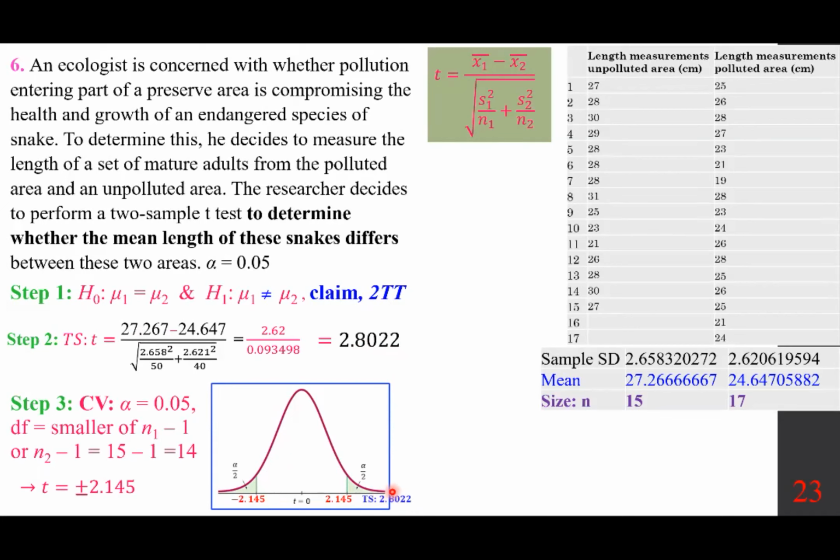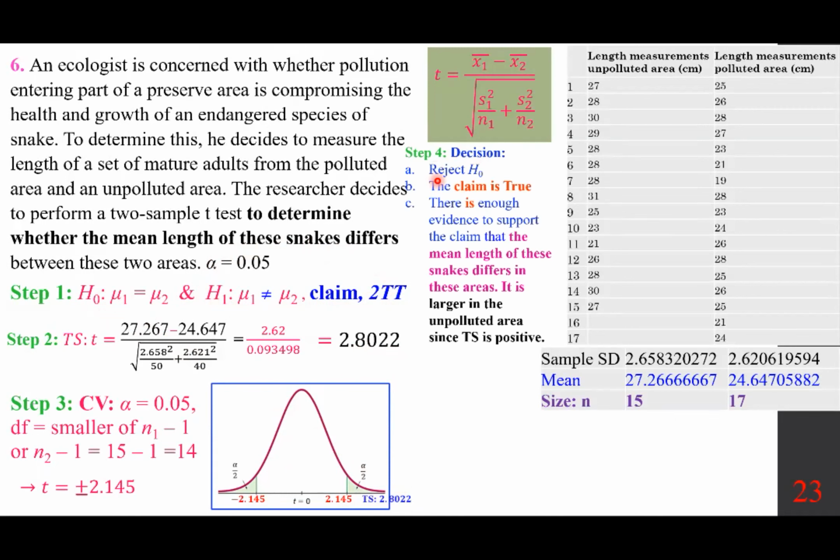So this location tells you reject H0. When you reject H0, that means you accept H1 loosely put. Therefore, the claim becomes true, and you write as follows. Reject H0. The claim is true. There is enough evidence to support the claim that the mean length of these snakes differs in these areas. It is larger in the unpolluted area since the test statistic is positive.